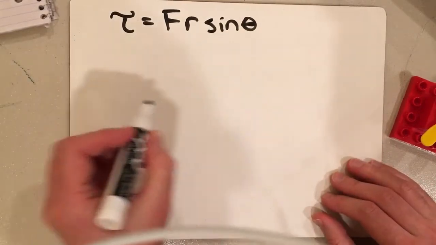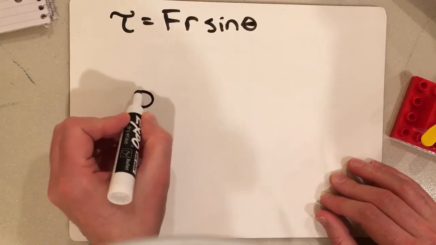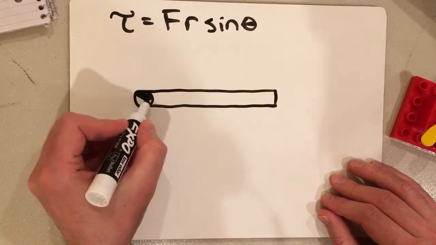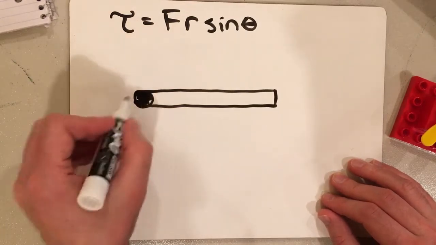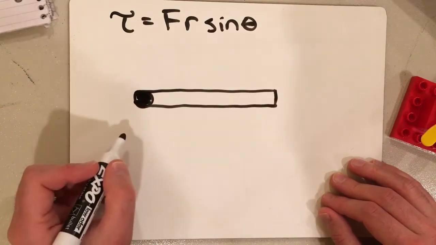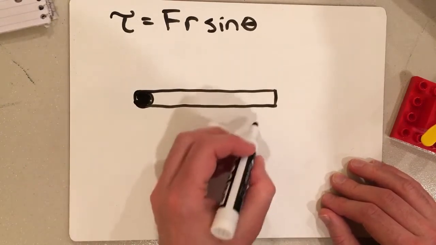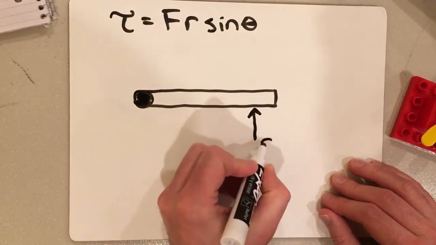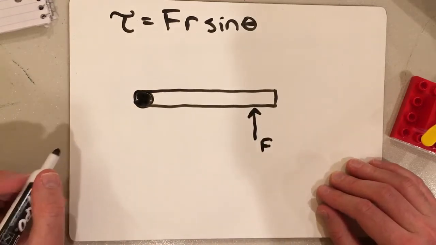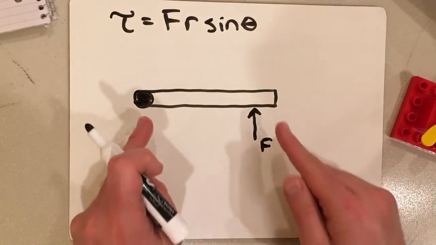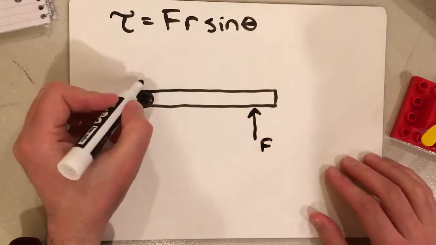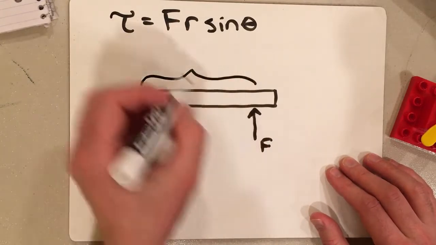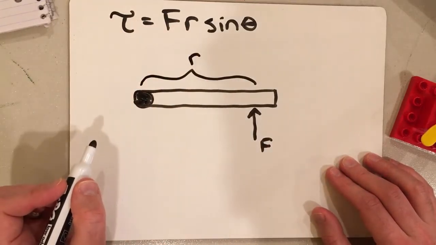Let me do an example. Let's look at a simple situation. Let's just say we've got a board like so. This will be right here, this will be the hinge, which is going to be our rotational axis. And let's say that I apply a force upwards on this board. So this force is being applied some distance from the rotational axis. So from here to here, that distance is the lever.